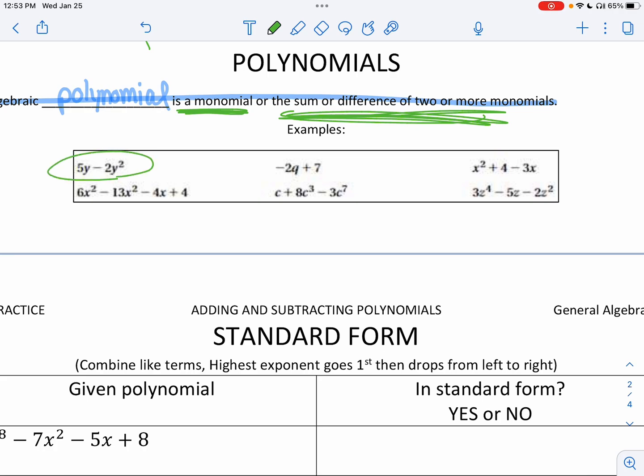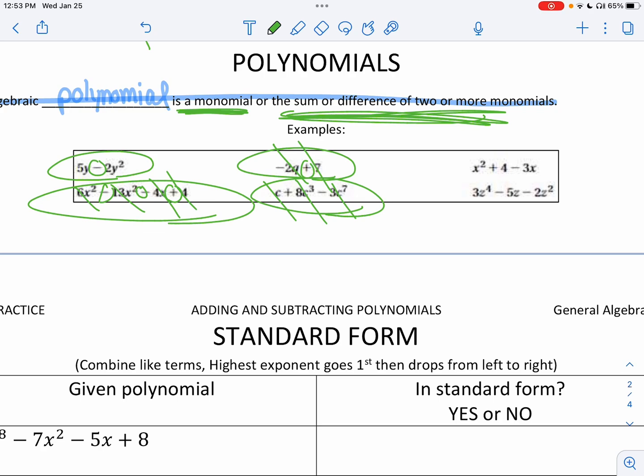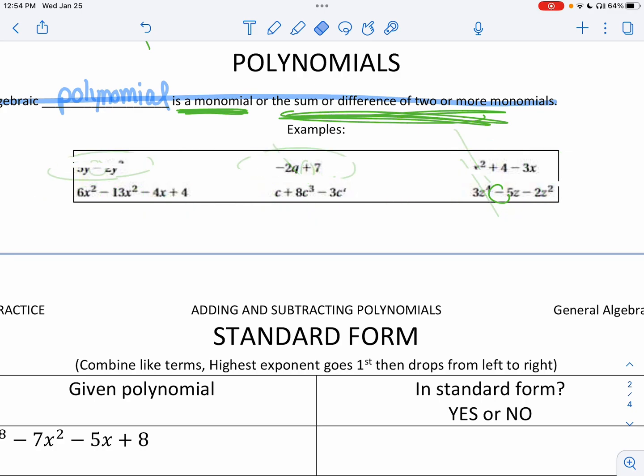This one has 2 terms. See how it's separated by subtraction? This one has, let's count them, 1, 2, 3, 4 terms. This one has, see the addition sign? 1, 2 terms. This one has 1, 2, 3 terms. This one has 1, 2, 3 terms. And this one, they're separated by addition and subtraction, is 1, 2, 3 terms. So you can count the terms by counting how many things are separated by addition or subtraction. So this one has 2, this one has 4, this one has 2, this one has 3, this one has 3, and this one has 3. And those numbers represent how many terms, how many monomials are in that polynomial.